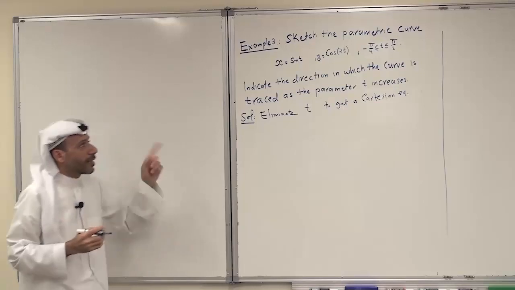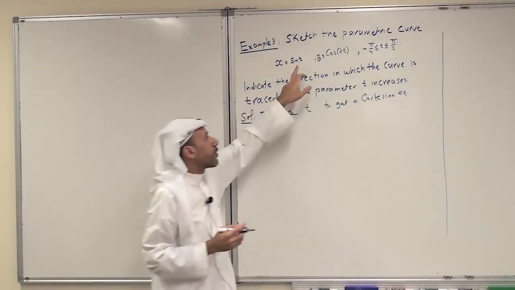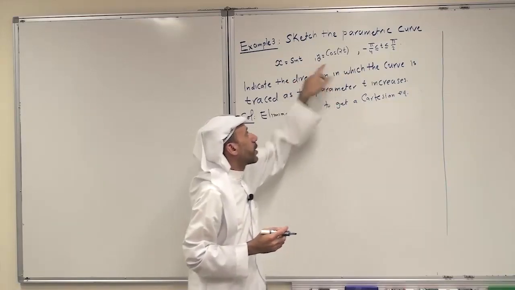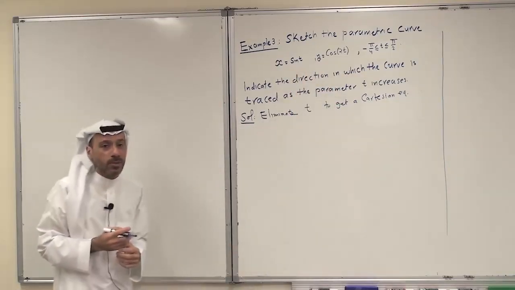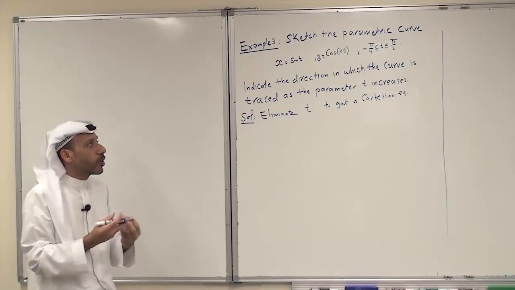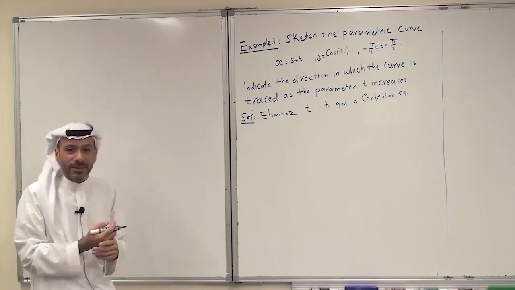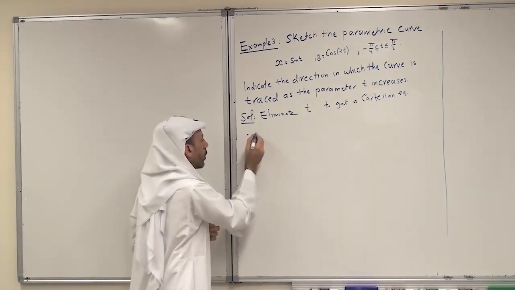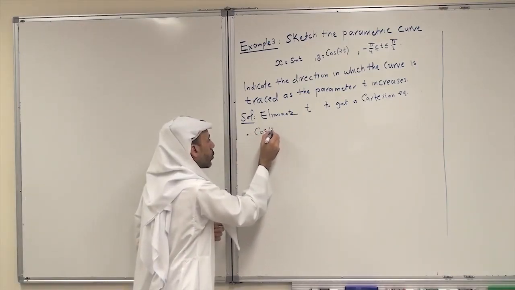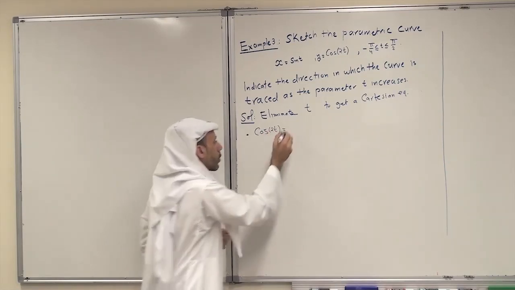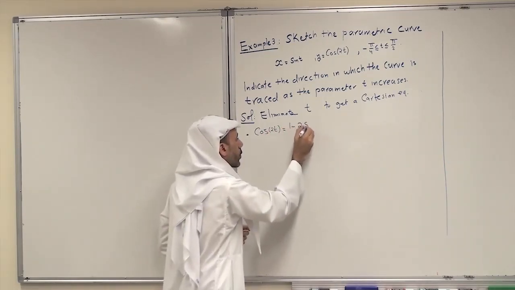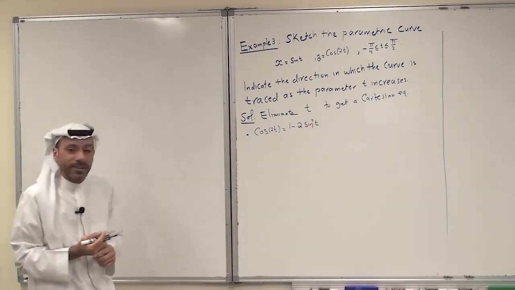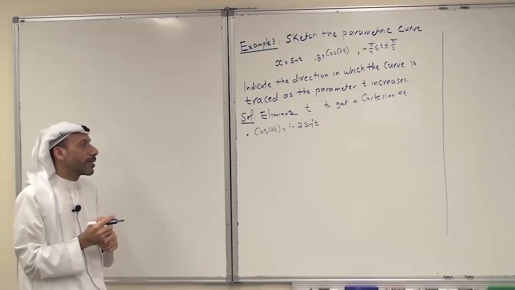To do that, we look at x and y, and we notice you have sine t and cosine 2t. We ask ourselves whether there is any relation between sine t and cosine 2t. For that, we have to recall the basic trig identities from math 002. In fact, there is one, which is the following: cosine 2t equals 1 minus 2 sine squared t. This is the trig identity relating cosine 2t and sine t.